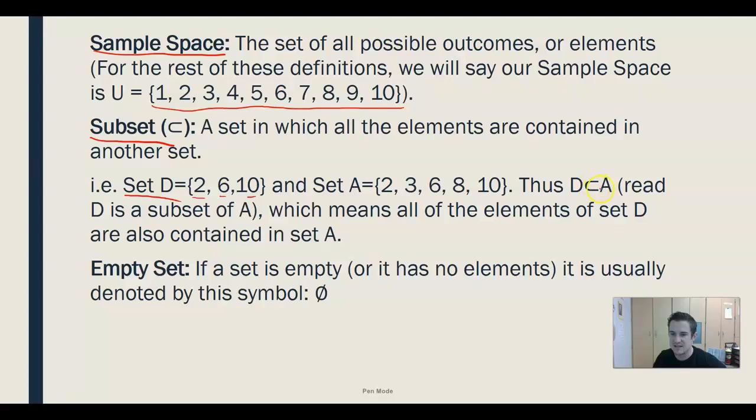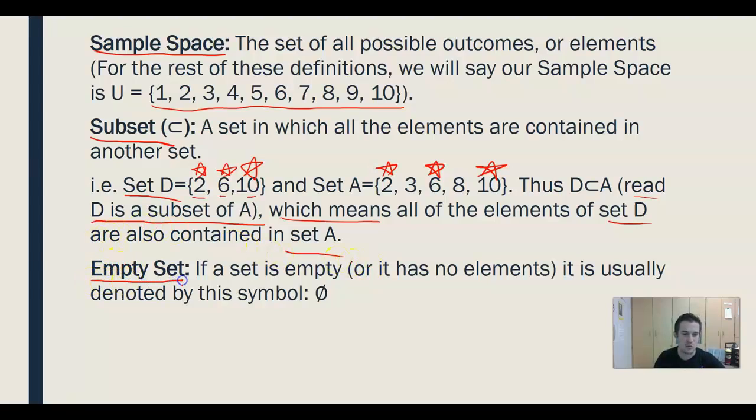So when I see D, little horseshoe, A, that's read D is a subset of A, which means that all of the elements of set D are also contained in set A. So notice here I have a 2, a 6, and a 10, and here I have a 2, a 6, and a 10. Since all of the elements that are in set D are also in set A, I say that D is a subset of A. That's what a subset is.